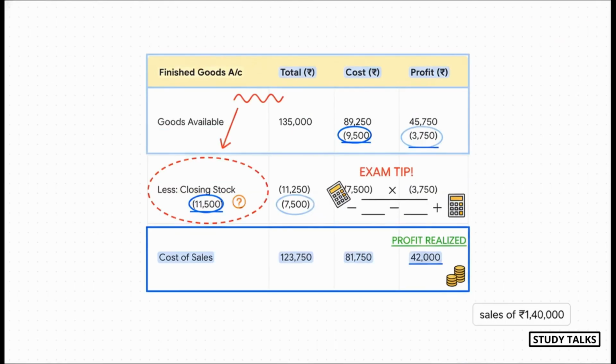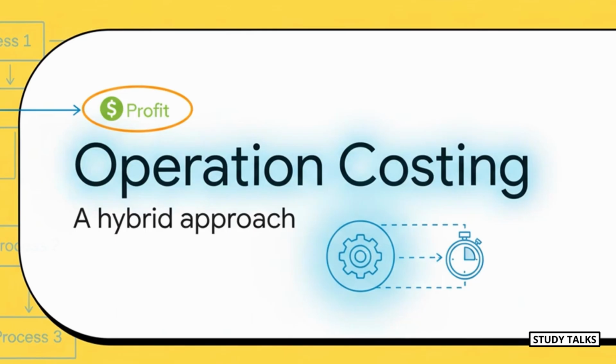And here we are, the final step, the finished goods account. It's the same logic. We bring in our opening stock and the transfer from Process 2, splitting both into their cost and profit components. The really critical part here is valuing the closing stock. The question gives us a specific way to do it. We use a proportion formula to figure out the true cost hidden inside that closing stock value, which lets us figure out the unrealized profit. The final balancing figure is our cost of sales, and that profit column shows us the real, actual profit we made on our sales. Okay, take a deep breath. We have officially cracked interprocess profit.